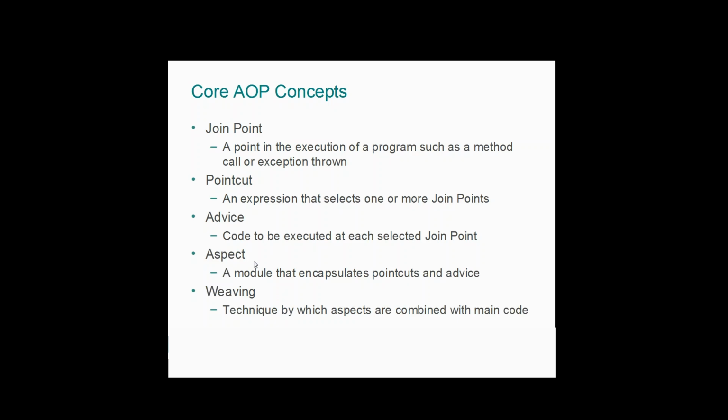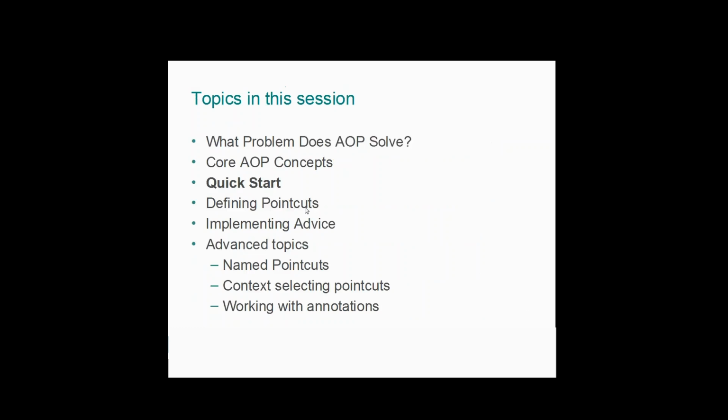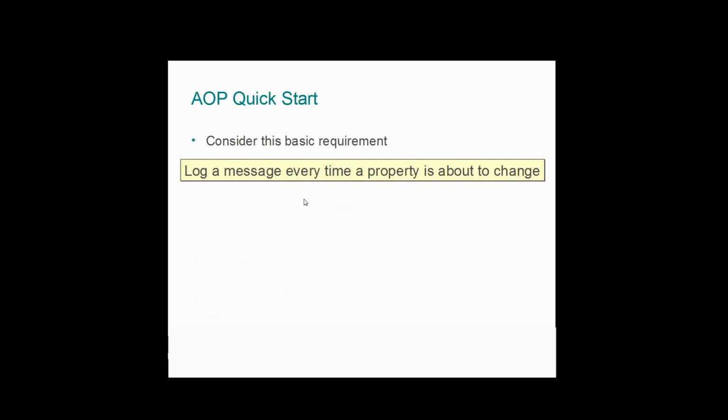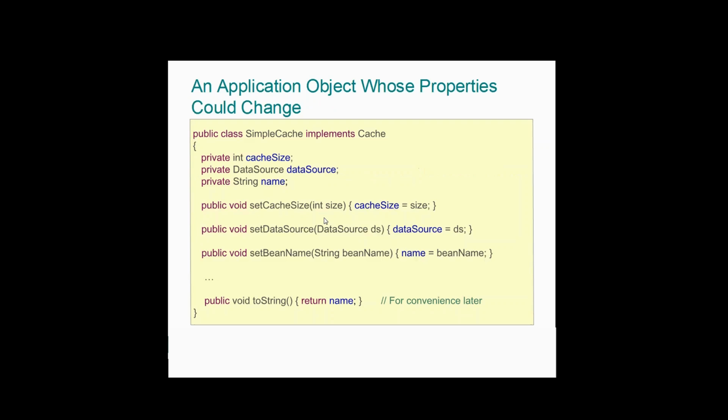So this is about a few concepts. Now we'll take an example and see how we can actually make things work. We'll start with a very simple thing. Let's say I have a very simple requirement: I log a message every time a property is about to change. So how do you do this using Spring?